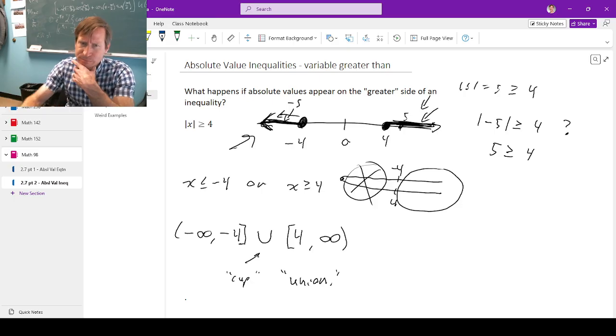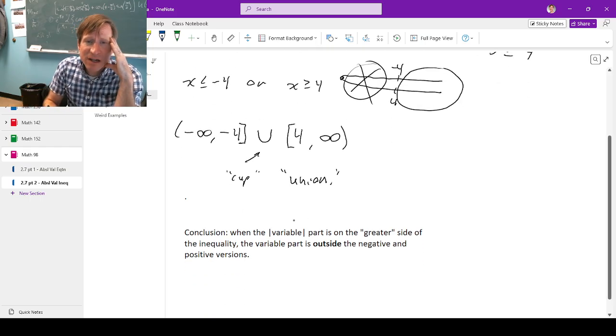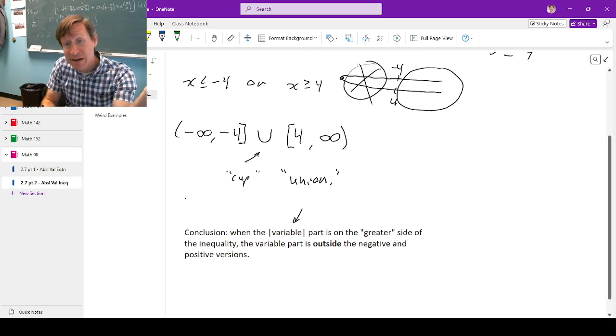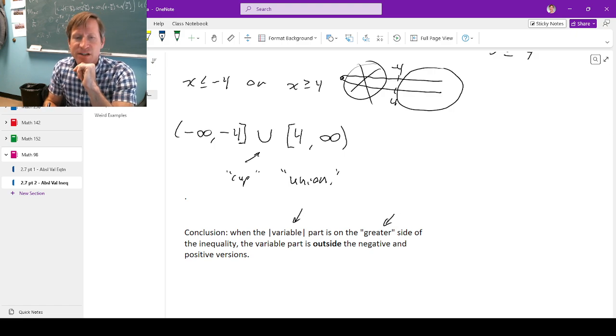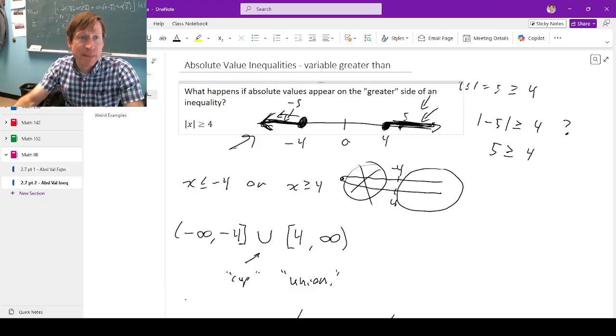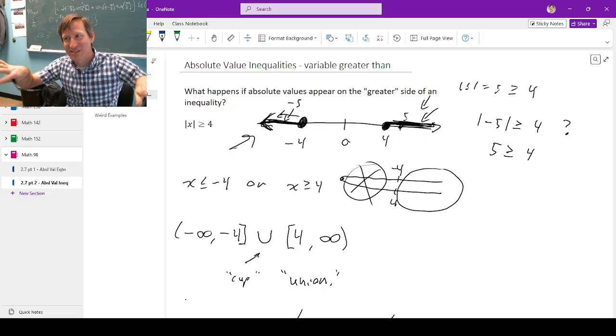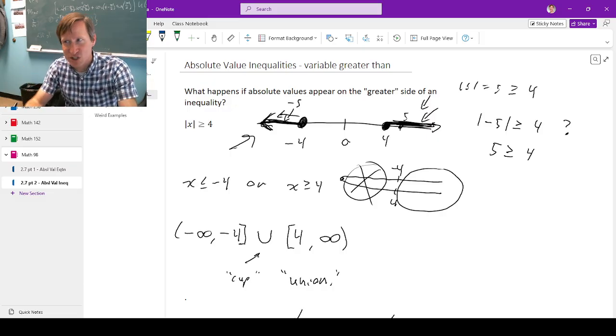All right. So the lesson to draw from all of this is that when the absolute value of the variable part is on the greater side of the inequality, the variable part is outside the negative and positive versions of the number. So in our example, the number was 4, and x turned out to be the stuff to the left of minus 4 and to the right of 4. So not the stuff in between, but outside the positive and negative versions of the number.